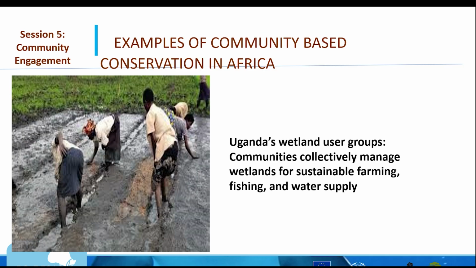Then lastly, we have also the Ugandan wetland user groups. Communities collectively manage wetlands for sustainable farming, fishing, and water supply. So because land is a scarce resource, they can utilize the wetland and benefit from it without necessarily degrading it. So both the wetland and the human beings can coexist.